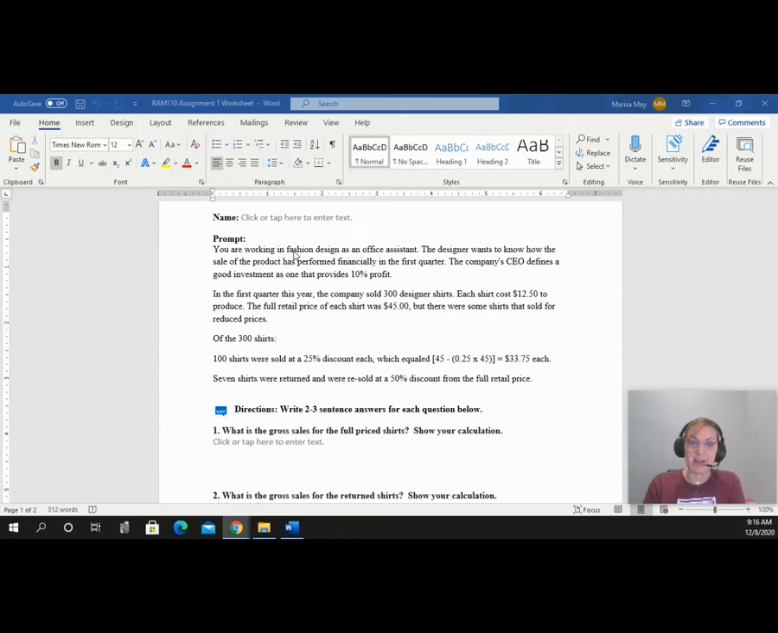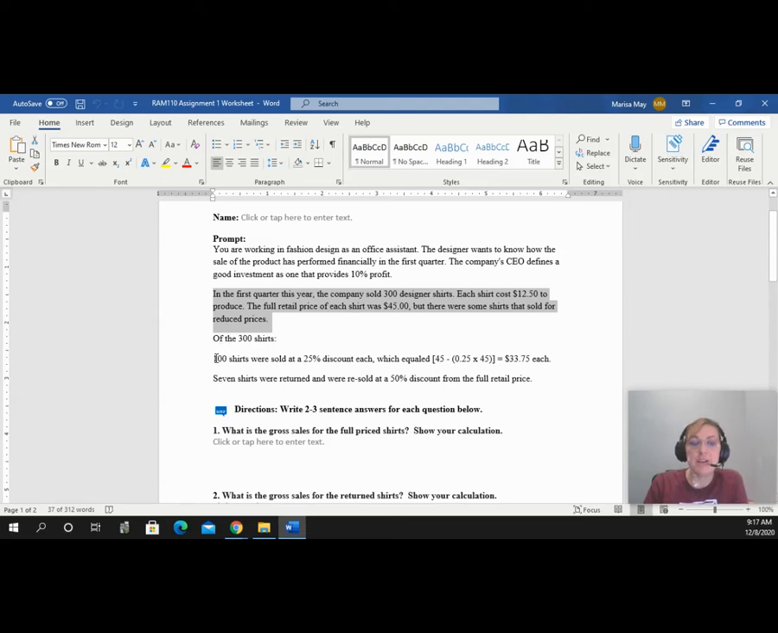It looks like we're asked to work as an office assistant for a fashion designer. You can see that here. Our designer wants to know how the sale of the product has performed. And the CEO says a good investment is a 10% profit. Now, here's the nitty gritty. In the first quarter, the company sold 300 designer shirts. Each shirt cost us $12.50 to produce, and the full retail price was $45, but some of the shirts had to sell for reduced prices.